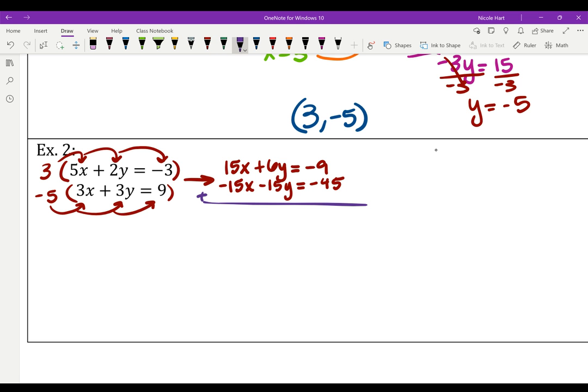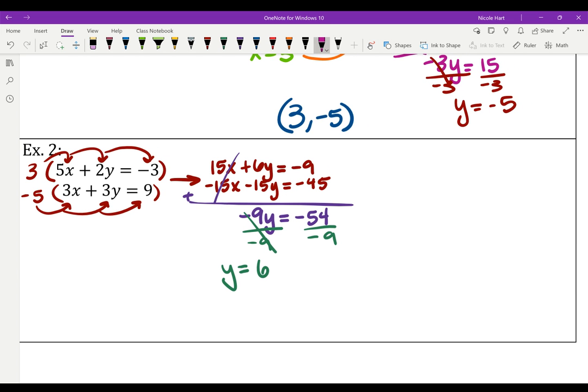Then we draw our line and add down. So the 15x's are going to cancel out. 6y minus 15y is going to give us a negative 9y. And then negative 9 minus 45 is going to give us a negative 54. To get y by itself, we're going to divide by negative 9. And y is going to be equal to, negative divided by a negative makes a positive, 6. So we have positive 6 for our y value.